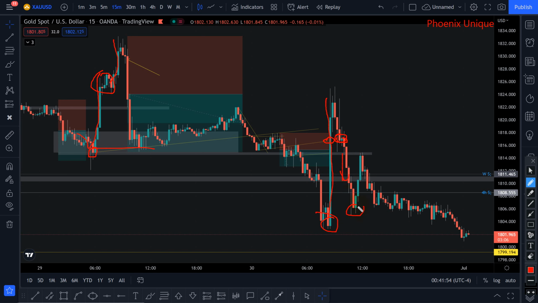It's just mirroring the mirror effect. Then it retraced and started moving sluggishly until it came down. Then in this part, it retraced, it started moving sluggishly until it came down. It's just the mirror effect.